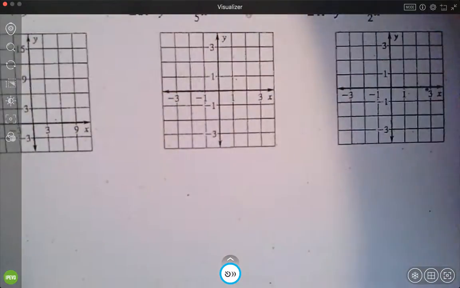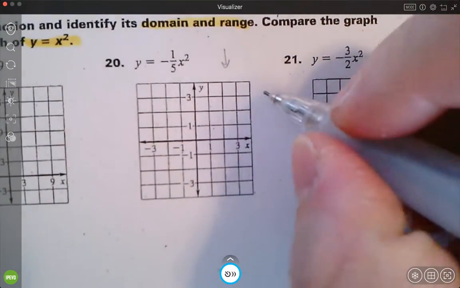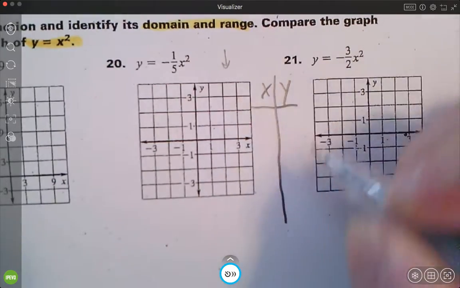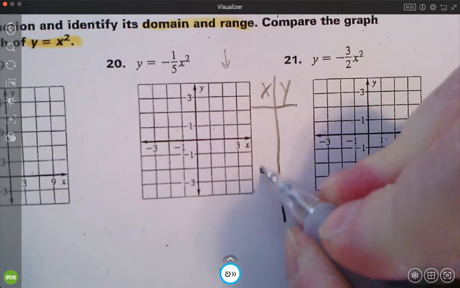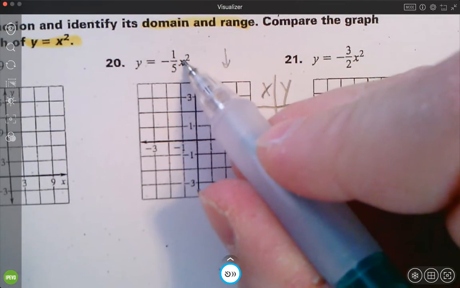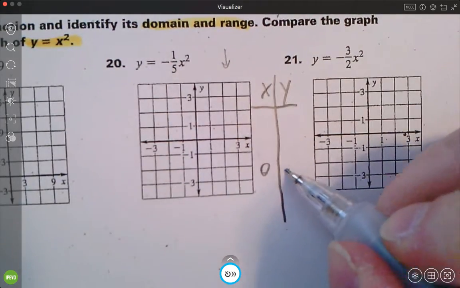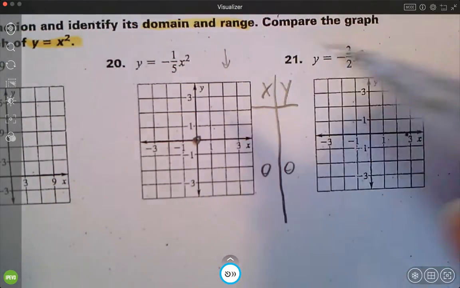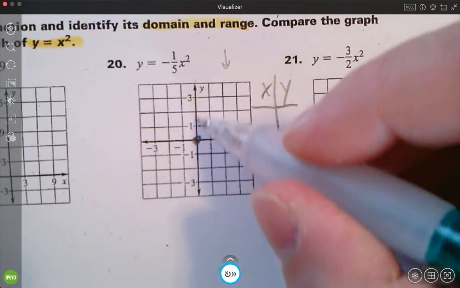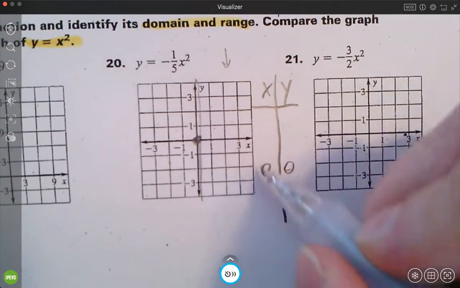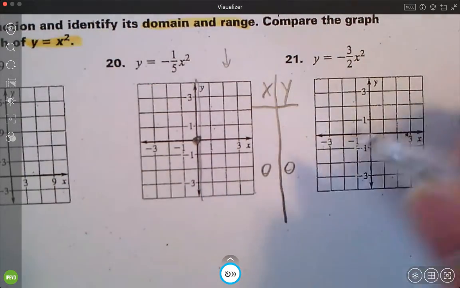So I'll make my table the way I did yesterday, vertically. So I'll do x and y. I'll start at my origin at 0. When x equals 0, I plug it in. 0 squared times negative 1/5 is just 0. So that's my first dot. That's my vertex. So I know my line of symmetry is here. Okay. I know it's going to be some type of facing down wide parabola.